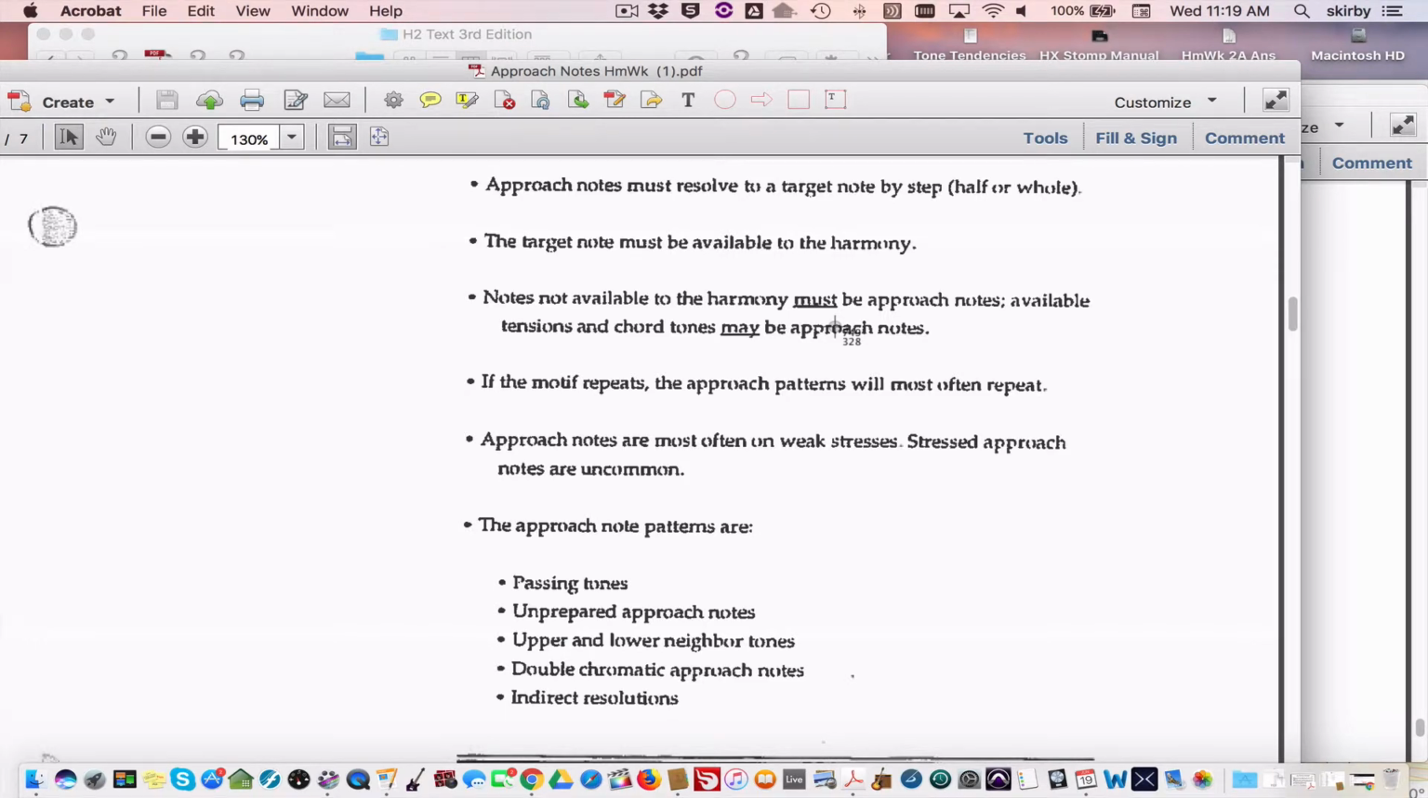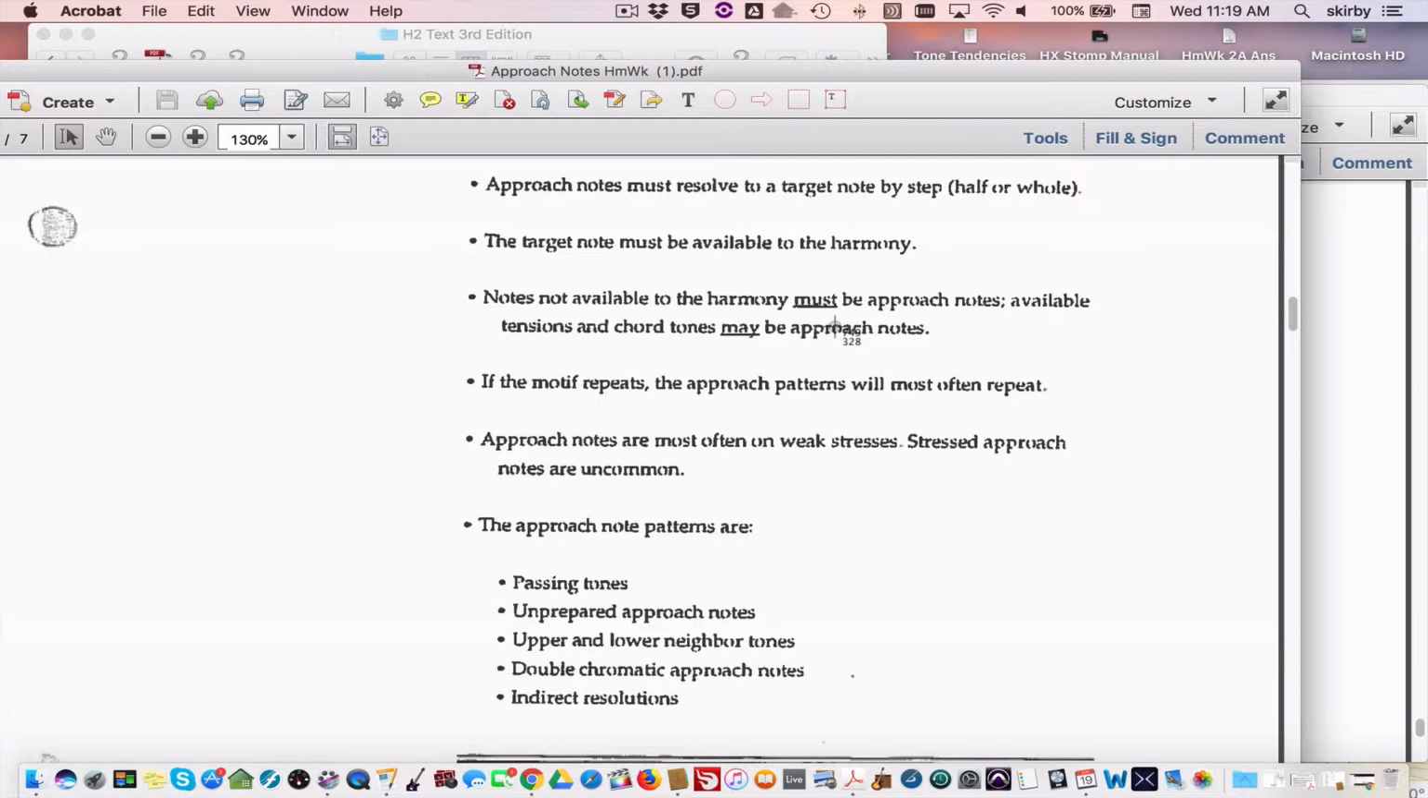Hi everyone, this is a brief video to give some reinforcement to the subject concerning melody-harmony relationships, and specifically approach tones and approach tone patterns. It's not meant to be a substitute for doing your own reading or study or attending class, but it's an augmentation of that. Okay, so we're talking about approach notes.